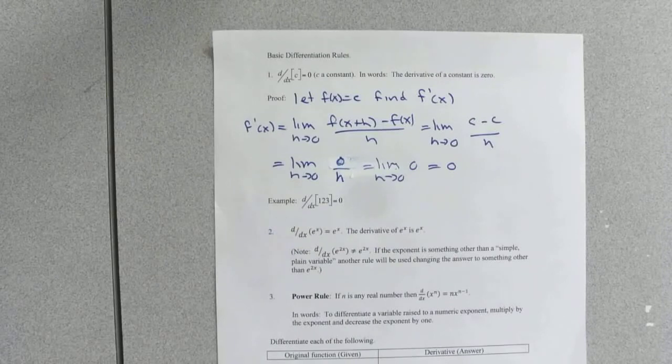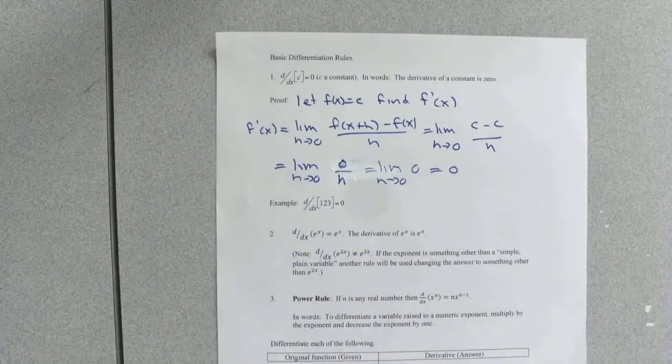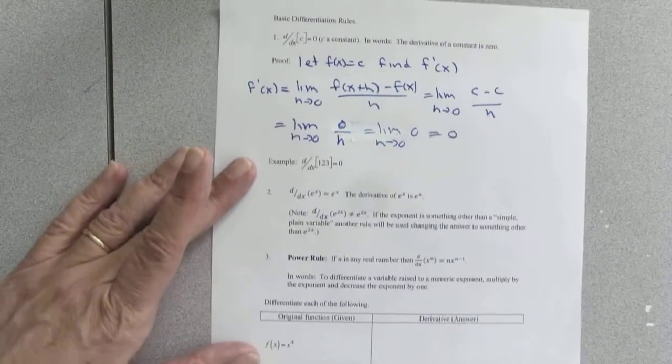But once I change that to something other than a simple plain variable, like e to the 2x, there is a change in the rule that we need to use for the derivative. So right now, all you know is the derivative of e to the x is e to the x, of e to the t is e to the t, of e to the y is e to the y. But you don't know the derivative of e to the x squared, or e to the x cubed plus 5. You don't know those derivatives yet.